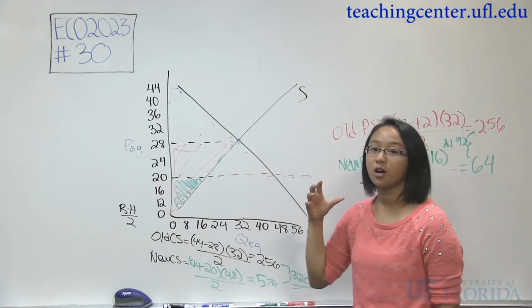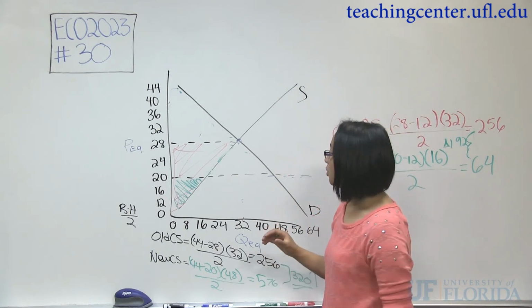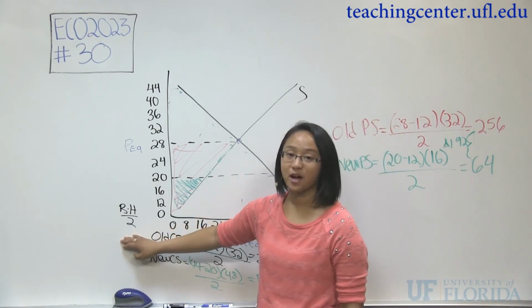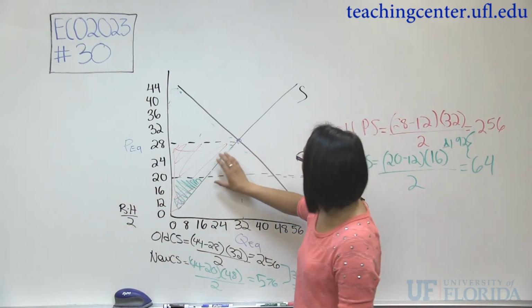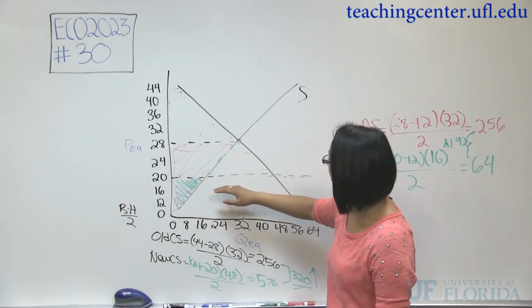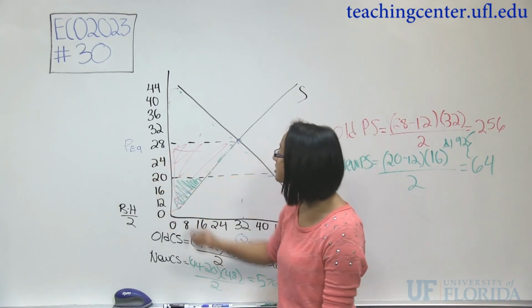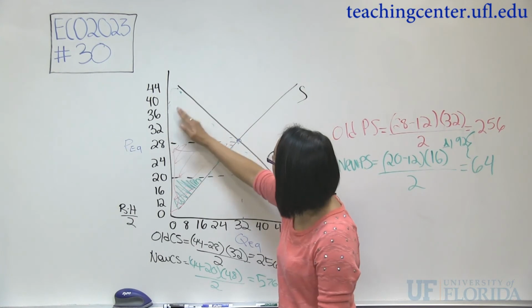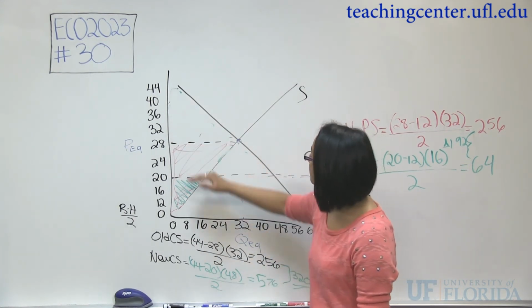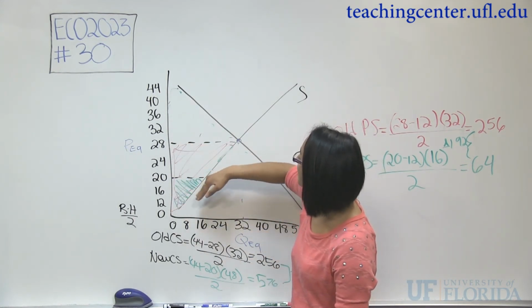So that's how you solve surplus questions. You always use this formula, base times height divided by 2. You find that area by looking at your supply curves and your demand curves and taking into consideration price. Consumer surplus is everything above the price and below the demand curve. And producer surplus is below the price and above the supply curve.